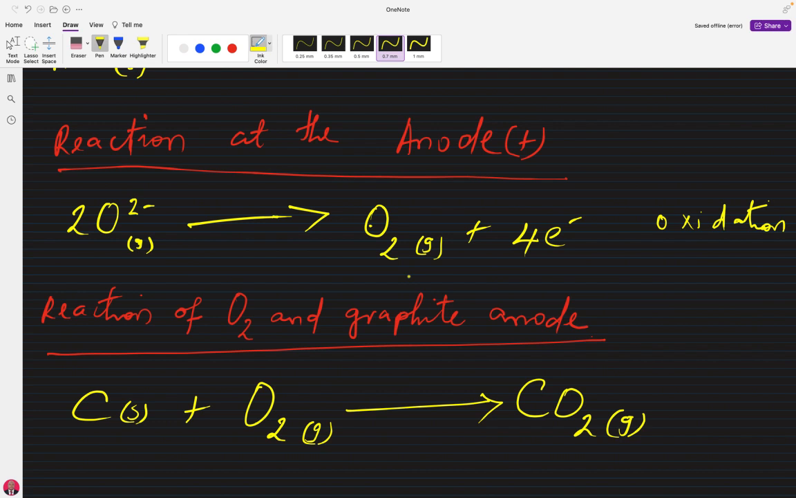Okay, so point number 7 is that the oxygen produced at the anode reacts at the high temperature of the cell with the graphite, producing carbon dioxide, which escapes. Thus, the anode burns away and has to be replaced regularly. Once more, the high cost of electricity is the largest expense for this.